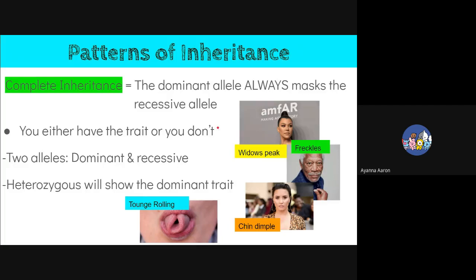Attached earlobes? Don't we all have attached earlobes? No, some people have hanging earlobes. We call those detached earlobes. Oh, okay. Now I see what you're talking about.